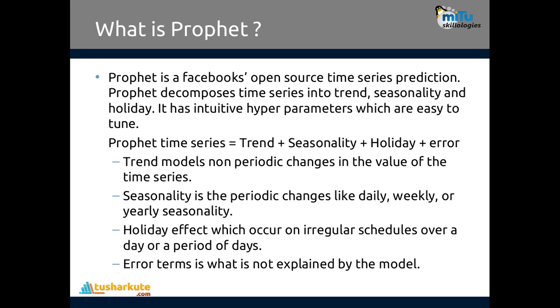Trend, what do you mean by trend? Trend models non-periodic changes in the value of the time series. Seasonality is the periodic change, like daily, weekly, or yearly seasonality. Holiday effects occur on irregular schedules over a day or a period of days. And the last is error, which is not explained by the model. Basically, when you compare that with the original data, we'll get some deviations. Those deviations are called error.